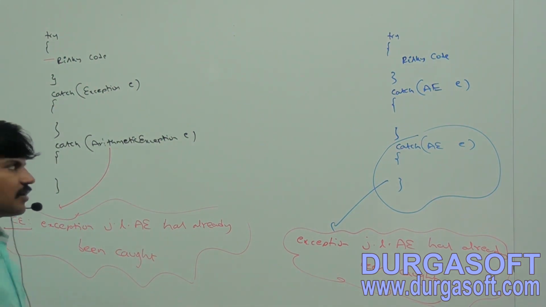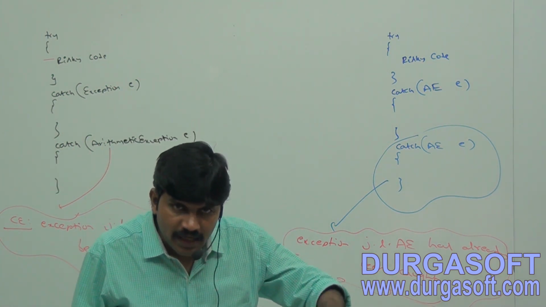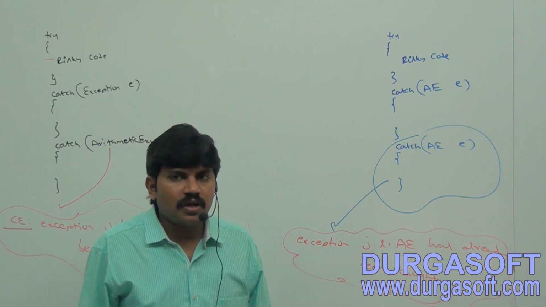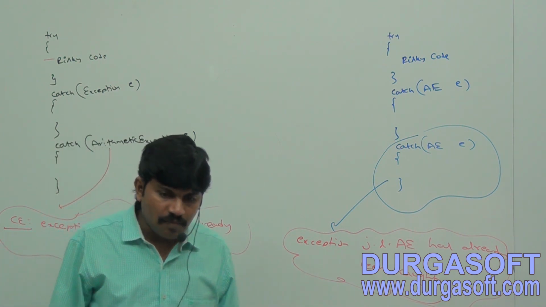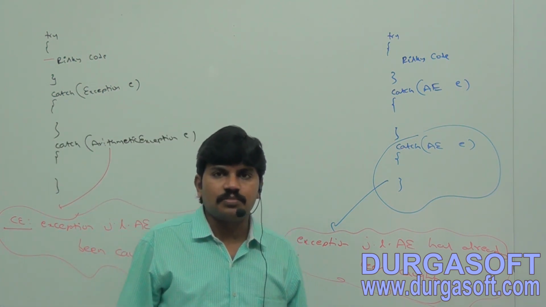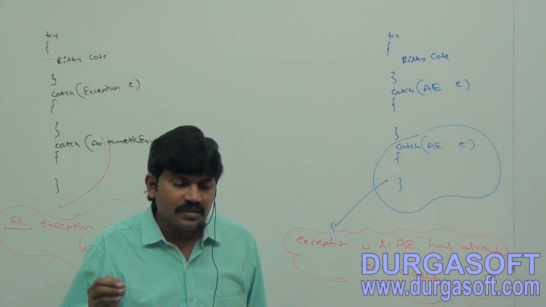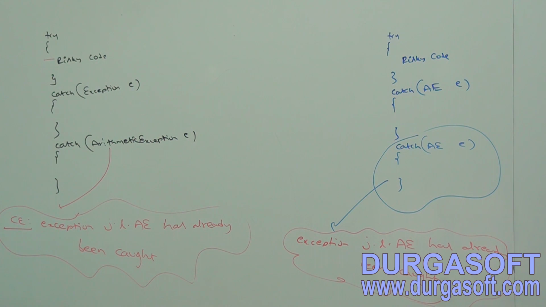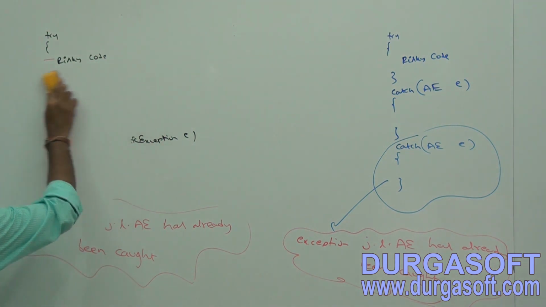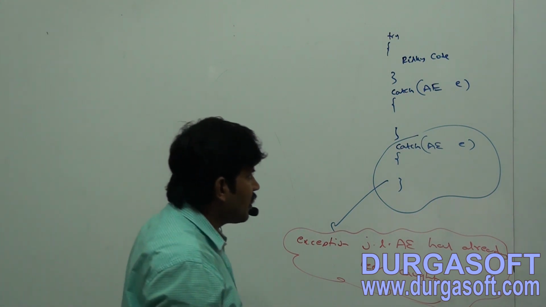We can't declare two catch blocks for the same exception. Otherwise, we will get a compile time error.